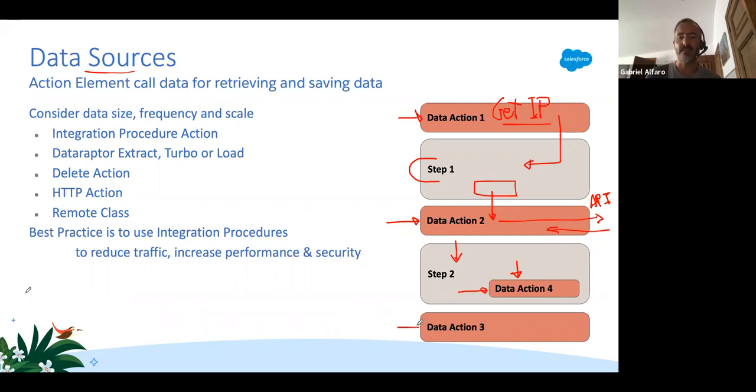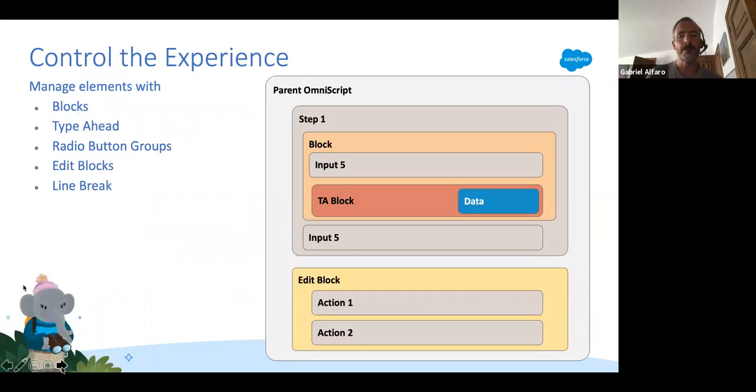And then the last data action is normally reserved for saving information. It could be a save integration procedure, or a save data raptor, or a load data raptor, or whatever else, right? If you need to save inside and outside Salesforce, it is recommended to use an integration procedure because this is the most flexible one, okay?